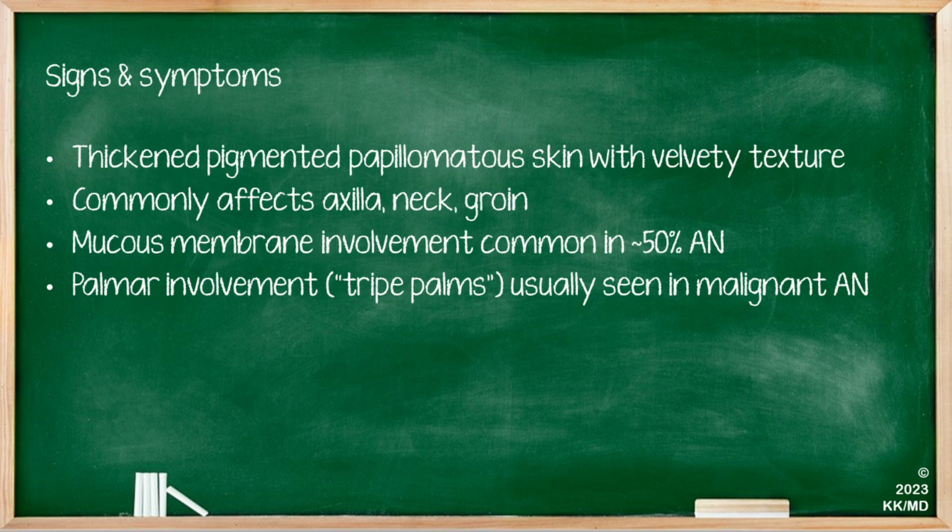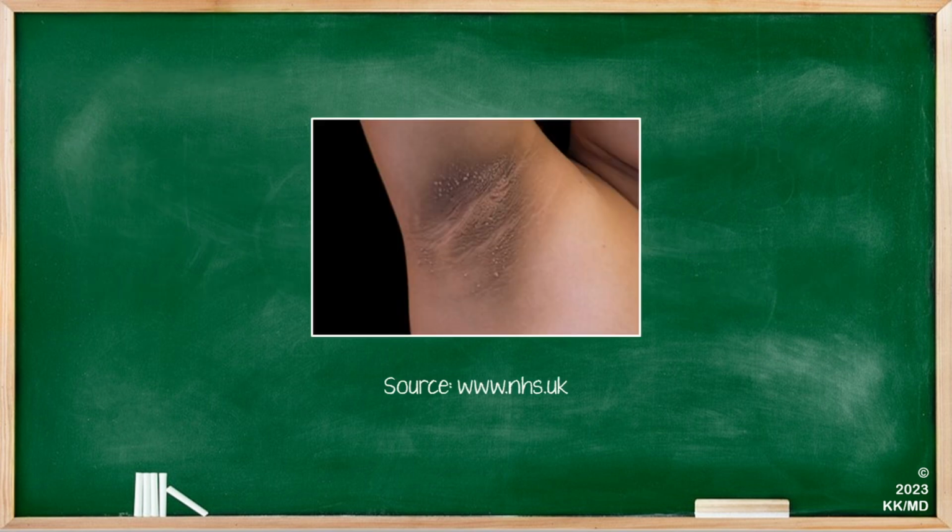Acanthosis nigricans comprises thickened, pigmented papillomatous skin with velvety texture. It commonly affects the axilla, neck, and groin. Mucous membrane involvement is common in around 50% of people with acanthosis nigricans. Palmar involvement, or tripe palms, are usually seen in the malignant form. And here we have a picture of an example of acanthosis nigricans affecting the axilla.